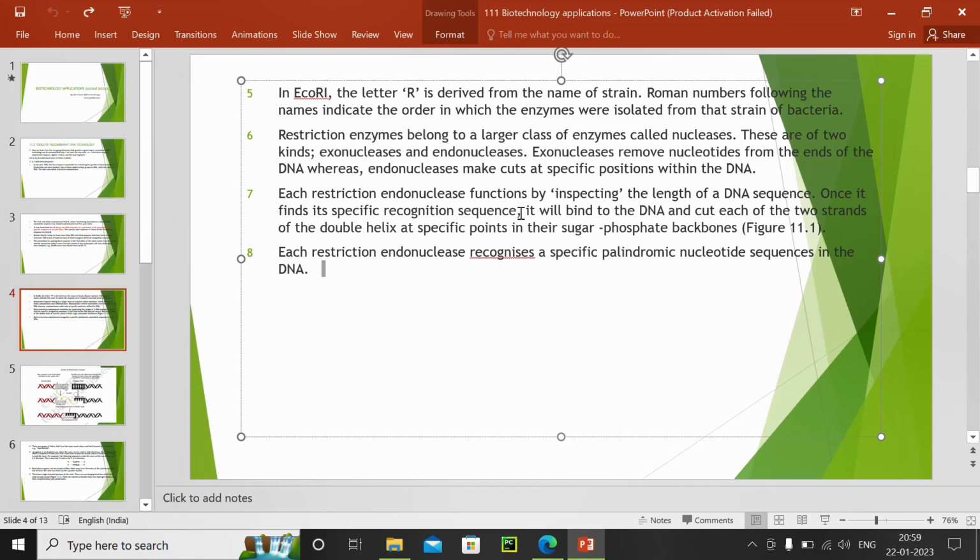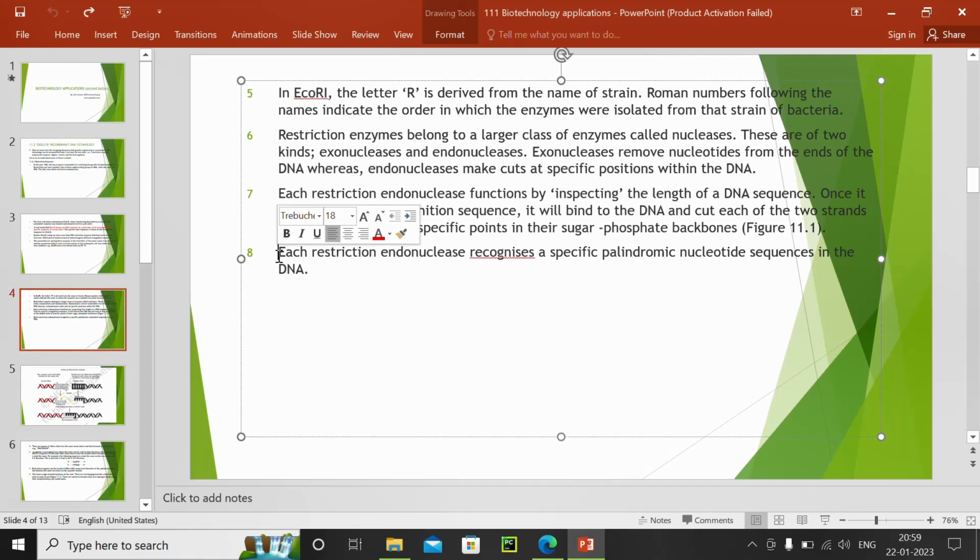at which point the sugar phosphate backbone. So the sugar phosphate backbone is present inside the DNA, and on the sugar phosphate backbone it cuts by recognizing a particular specific restriction endonuclease site.